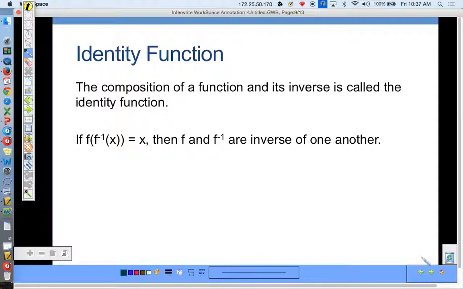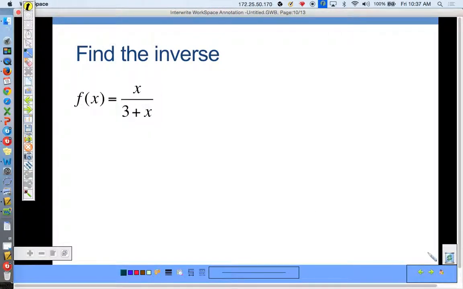One way we can do it without graphing or checking ordered pairs is we can check for what's called the identity function. And that means if we do this composition of f and its inverse and out comes x, then f and the inverse are inverses of each other. If we do the composition and x comes out. So let's take a look at this one.